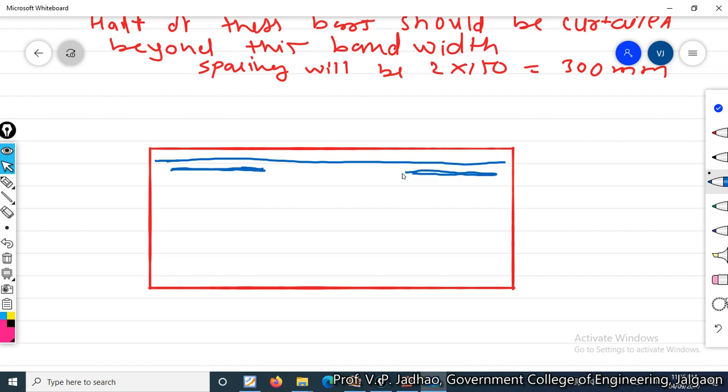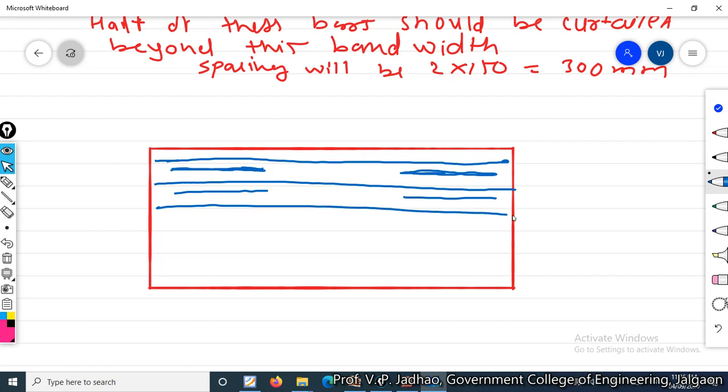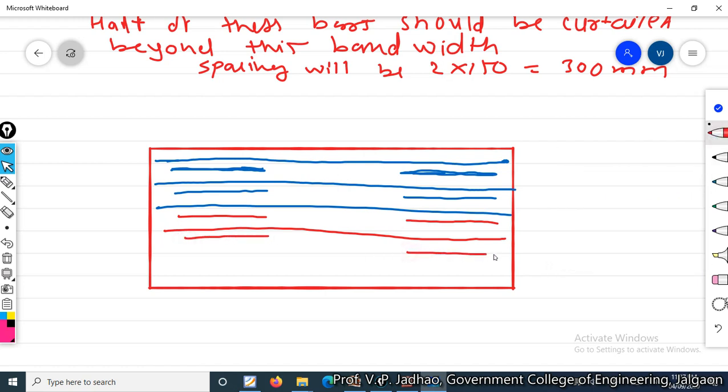Again curtailing half of the steel reinforcement, this will be up to the end. Then we will have another steel reinforcement, then again one curtailed bar, again one full length bar, then again some curtailed bars, and some full length bars here. Again we will be having some curtailed bars here.